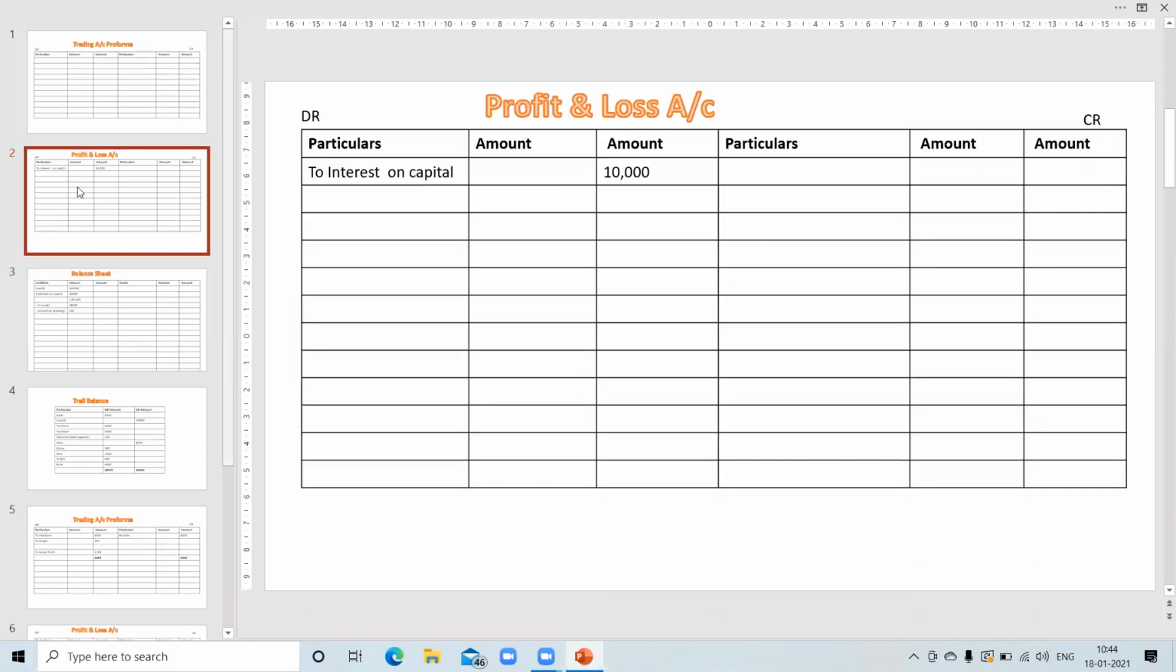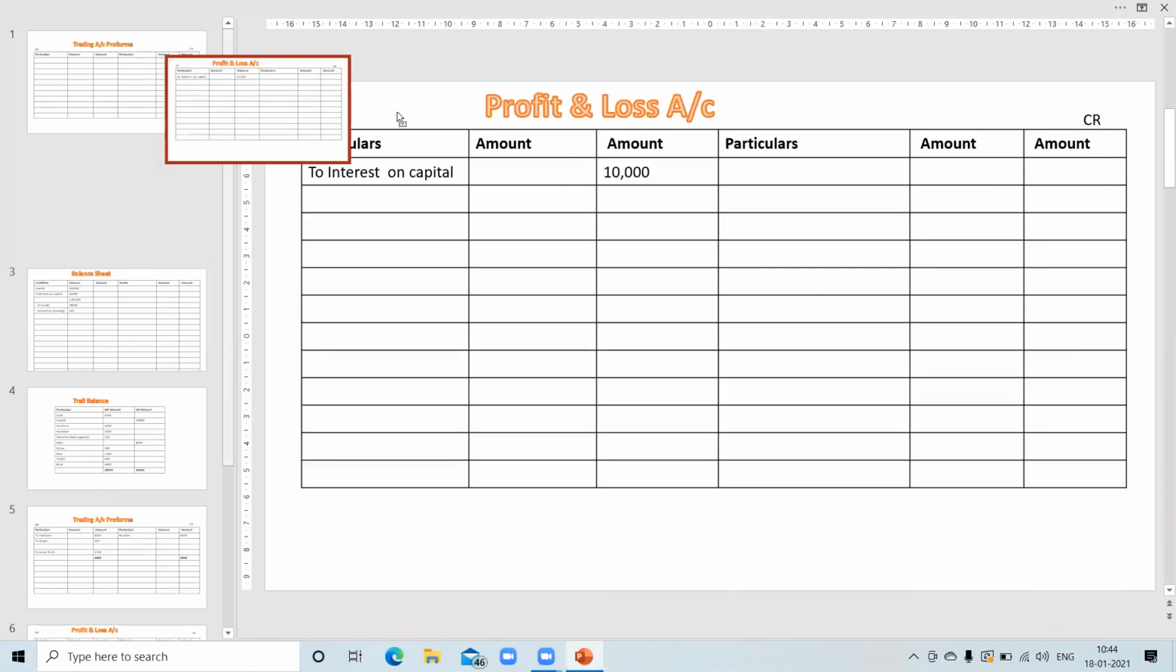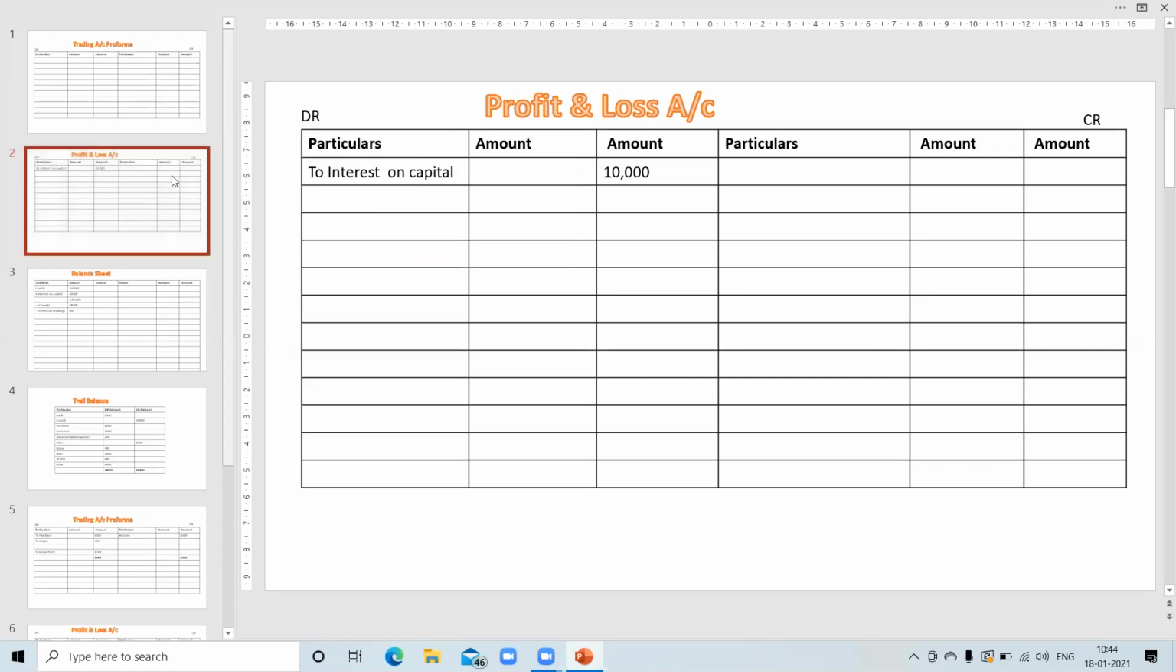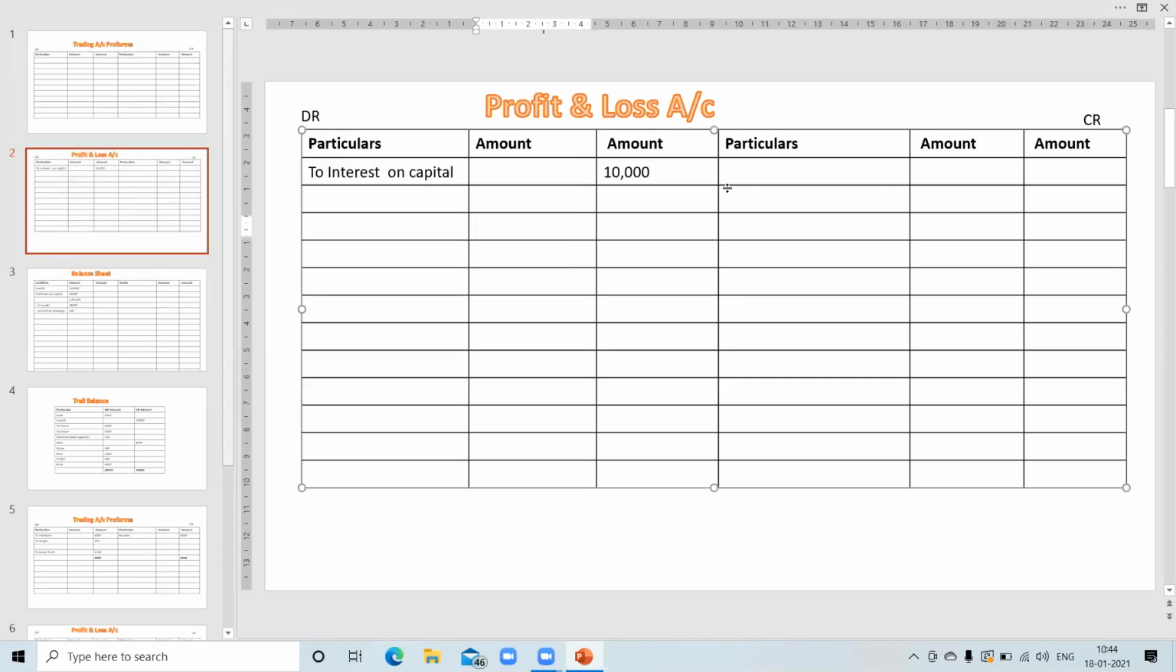So I am posting again here, for example, in the profit and loss account, credit side, by interest on drawings. So 500. Right.